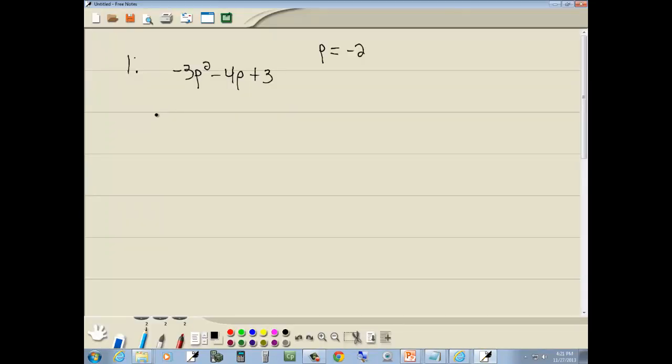Okay. Now, first thing we do with evaluating is we go through and replace our variables with parentheses. Now, everything else in the problem remains exactly the same. We just replace the variable with sets of parentheses. So you notice the negative 3 is still there, the squared, the minus 4, the plus 3. I just replace the p's with parentheses. Now, whatever number is right here is now where we're going to plug in to the parentheses. So I'll put in negative 2 here and negative 2 here.